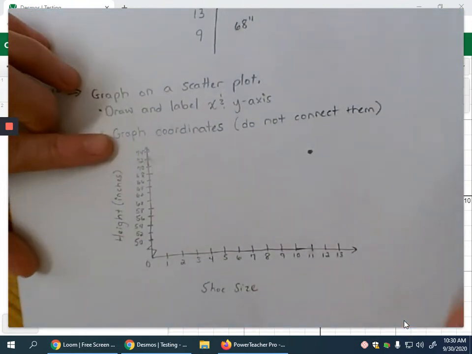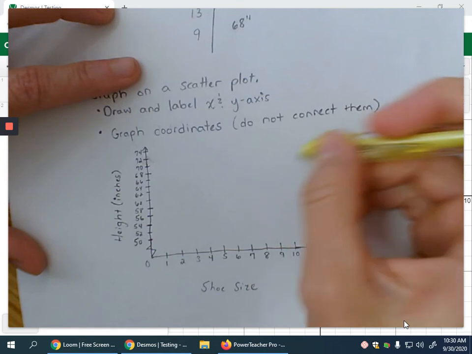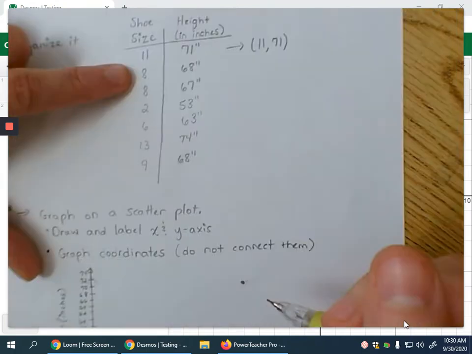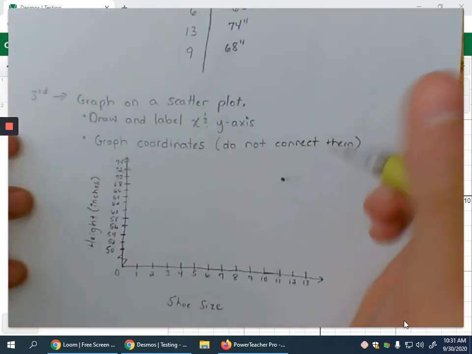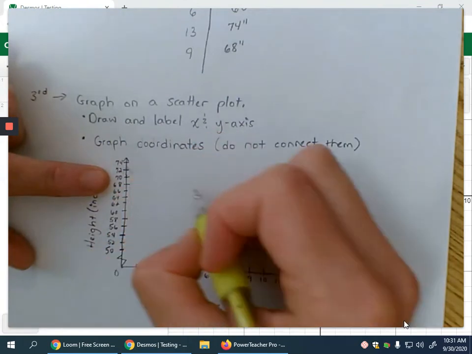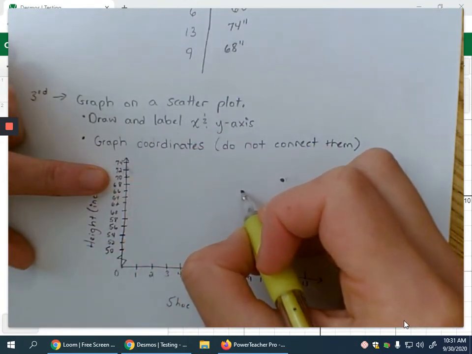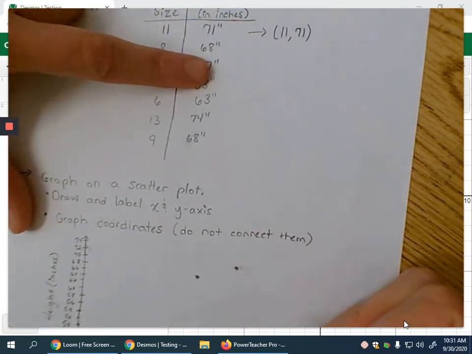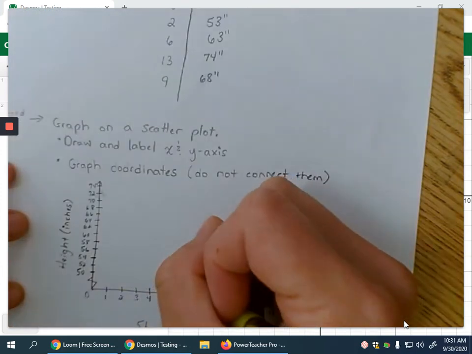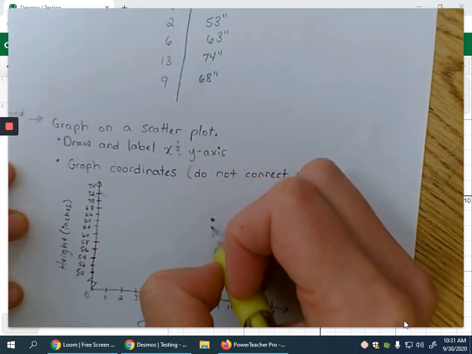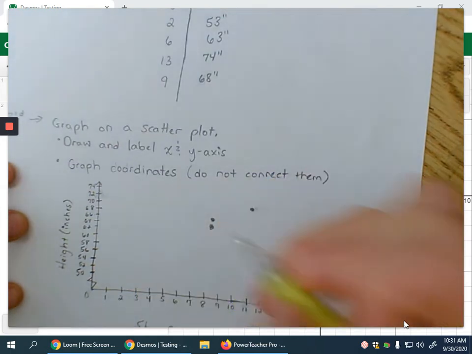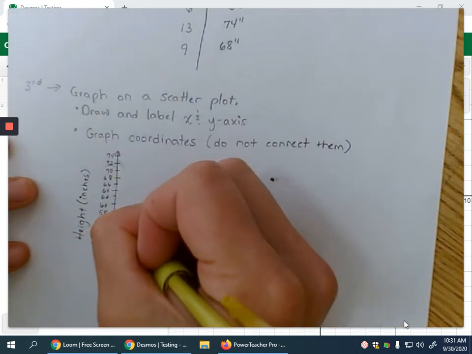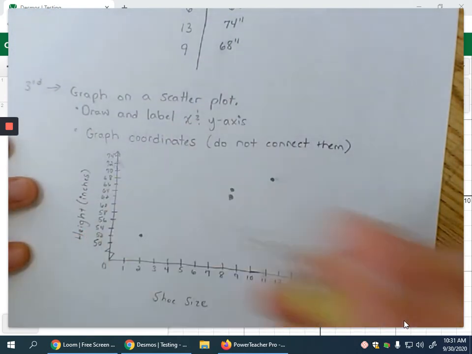Then we have another one at 8 and 68. So 8 and 68 would be about right there. And then another person had a shoe size of 8, but they were only 67 inches tall. So 8 and 67 would be just underneath that one. And then 2 and 53, so 2, 53 would be about right there. And then 6 and 63 would be about right there.